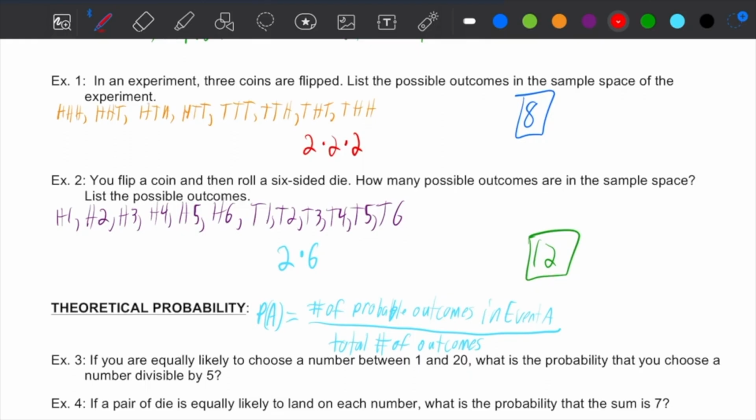So example 3: if you are equally likely to choose a number between 1 and 20, what's the probability that you choose a number divisible by 5?